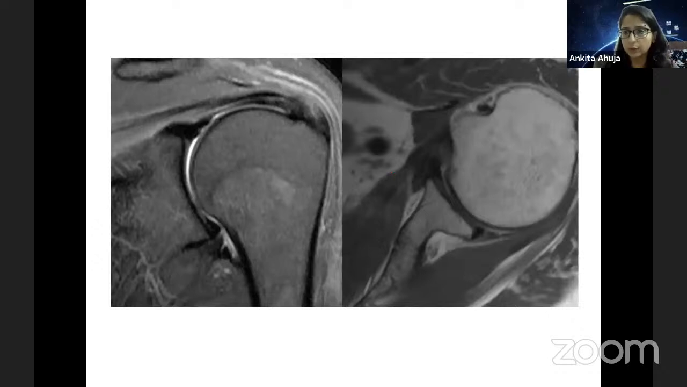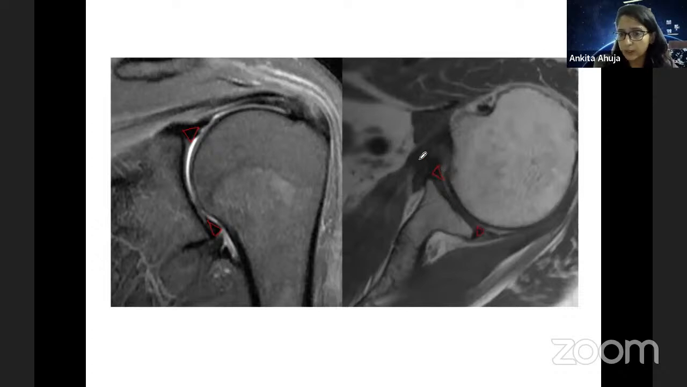So now, how do you approach the labrum? Your labrum is circumferential, like we saw. The superior labrum is best seen on these coronal images. So this is your coronal plane and this is your axial plane. The superior labrum, this triangle over here, is best seen on your coronal weighted images. Similarly, your inferior labrum triangle is again better appreciated on your coronal weighted images. And on your axial weighted images, you see the anterior and posterior labrum.